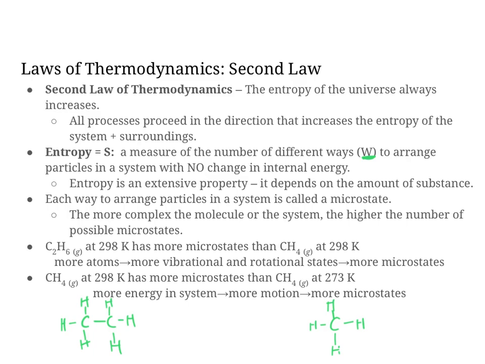There are more variations in ways to arrange ethane, C2H6, because it has more atoms than methane, CH4. As a result of that, ethane has more microstates to begin with. Now, if we change temperatures, so if ethane and methane are at the same temperature, then we would definitely say that ethane has more microstates, but if they're at different temperatures but the same compound, the greater temperature would have more microstates as well.